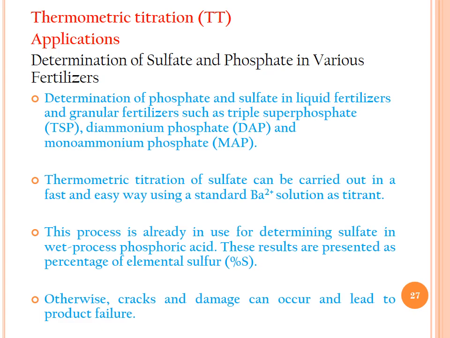Because barium precipitates the sulfate, it is the most suitable reagent, containing the barium. Usually barium chloride is used for the precipitation of sulfate with barium as barium sulfate. The process is already in use for determining the sulfate in wet process phosphoric acid. These results are presented as percentage of elemental sulfur, meaning the percentage of sulfur. Otherwise, cracks and damages can occur and lead to product failure.